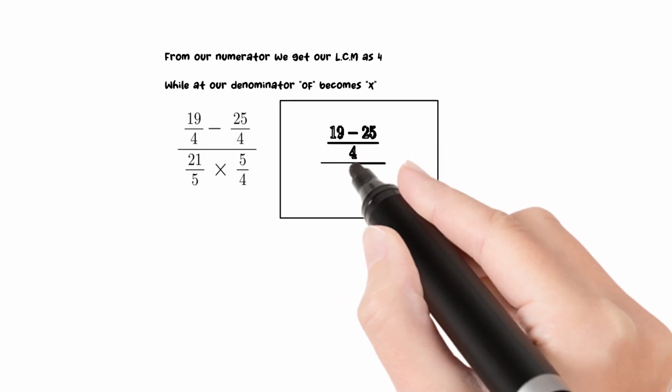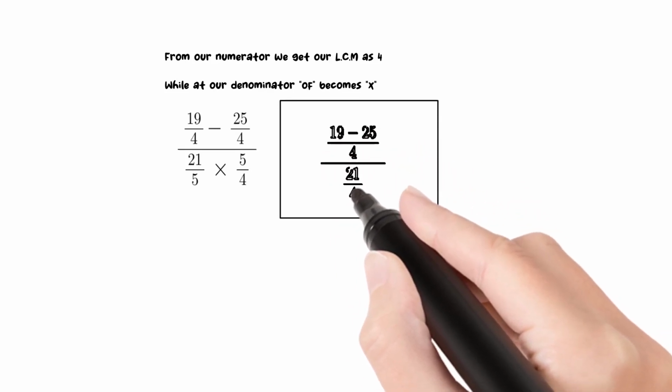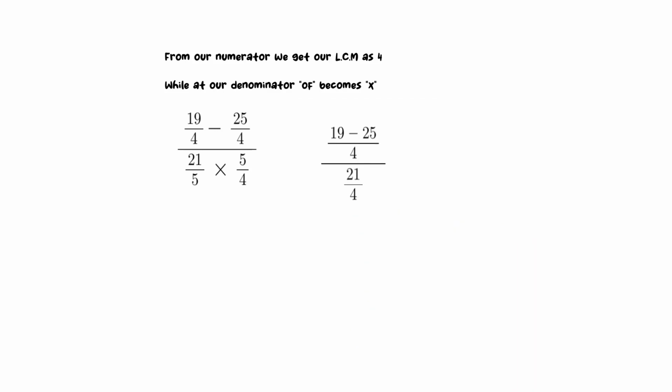From 25 over 4, we divide 4 by 4. We have 1. 1 times 25, we have 25. Hence, we have 19 minus 25 over 4 at our numerator. While at our denominator, we have 5 cancel 5, and we end up having 21 over 4.